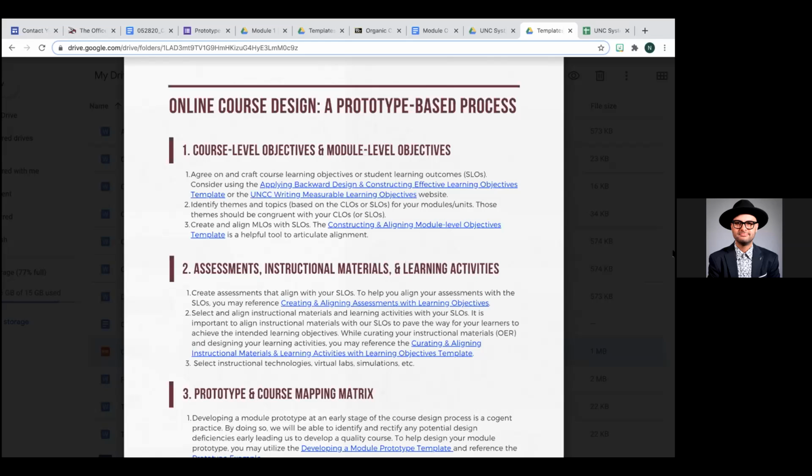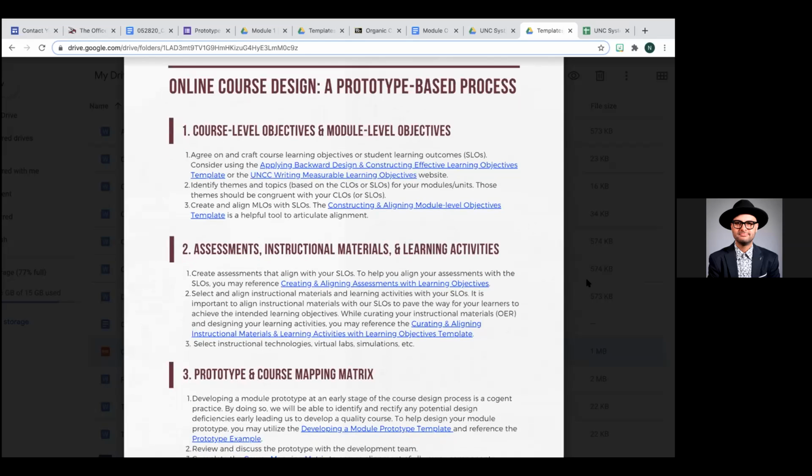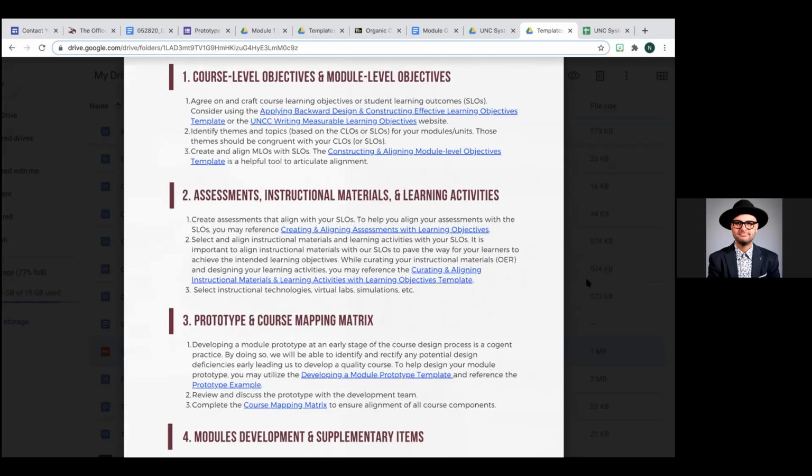As you can see, the prototype-based development process we implemented consists of 4 main phases. In the first phase, our team identified and created student learning outcomes. We listed the potential themes or topics that would be our learning modules. Then we collaboratively created module-level objectives for module 1, which was our prototype.